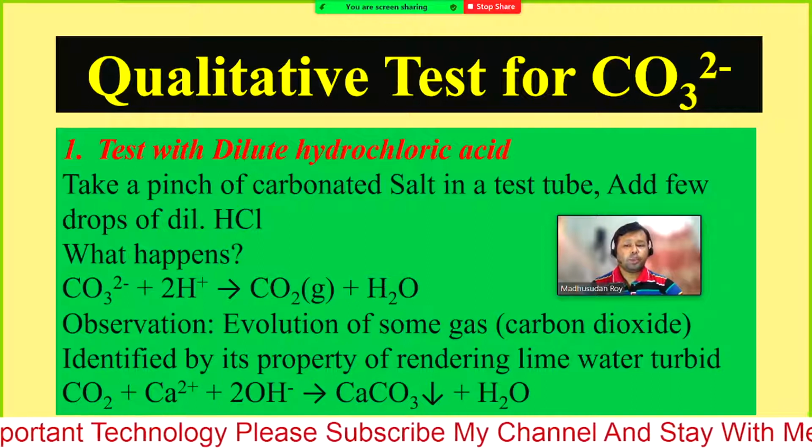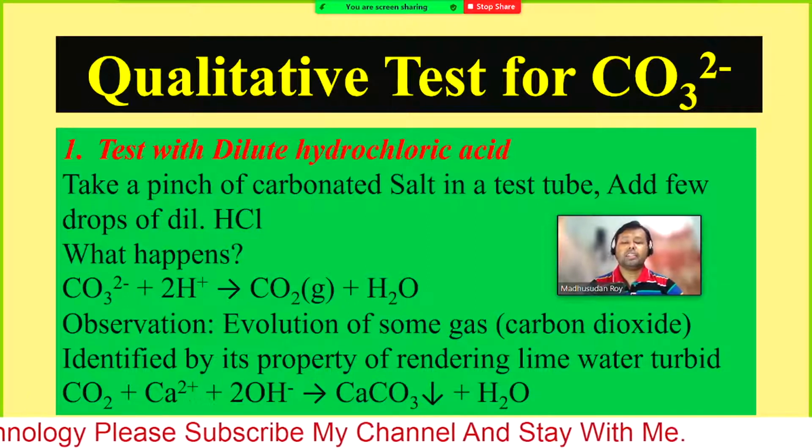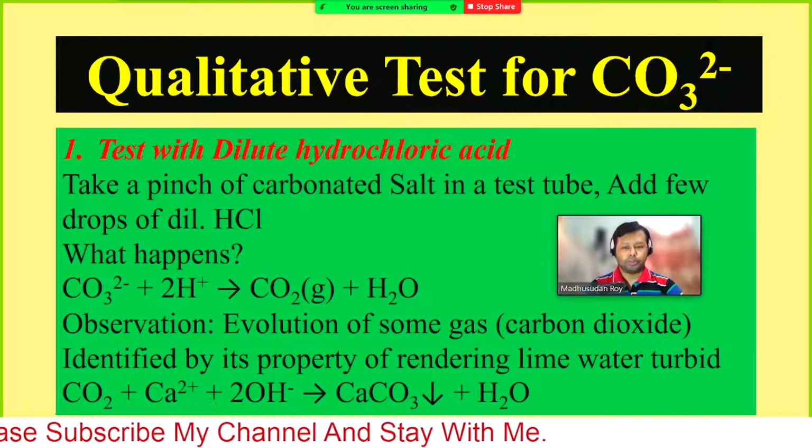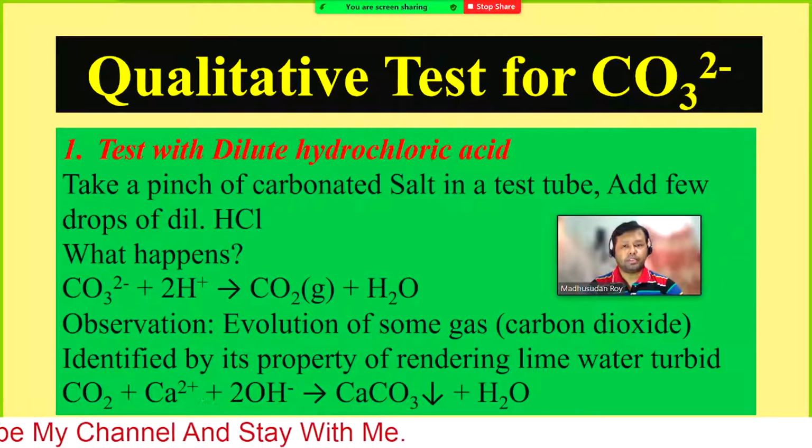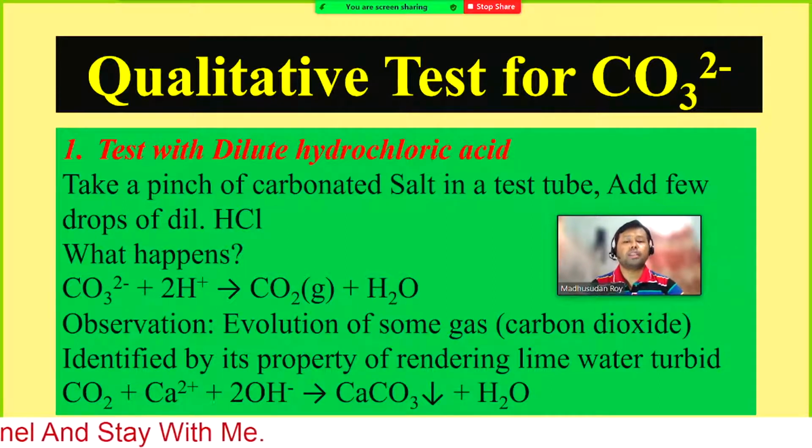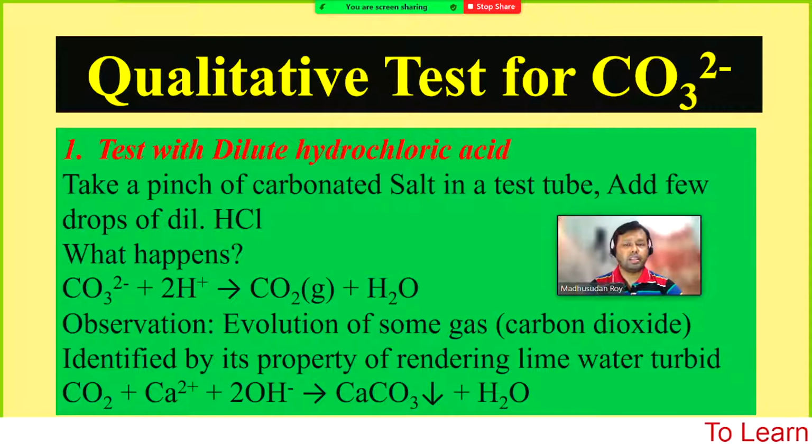So if you pass more carbon dioxide in that case, you cannot observe the turbid change, or whatever change we should observe. So you need to prepare a lime water solution instantly. How can you prepare the lime water solution?